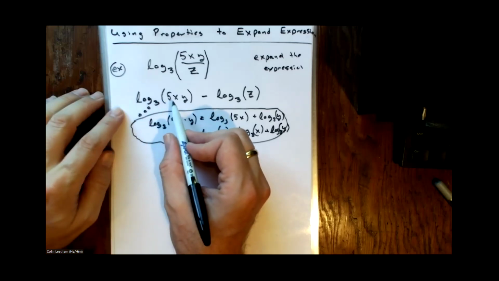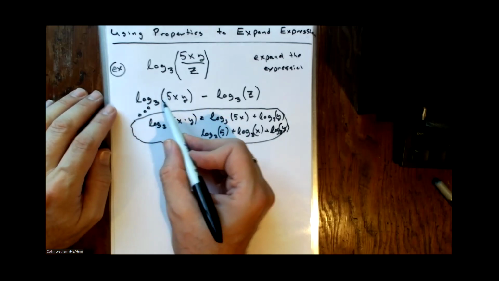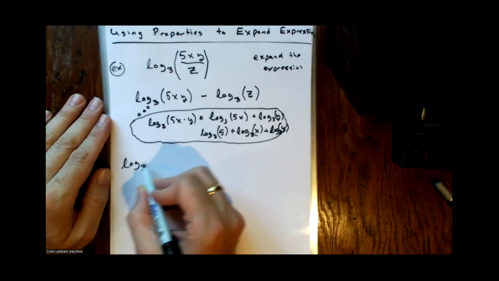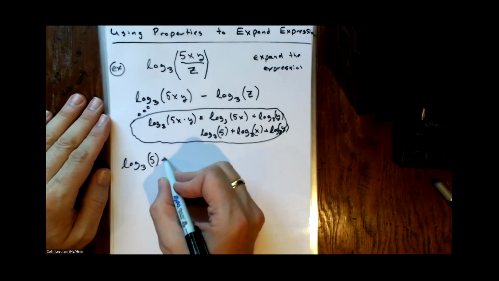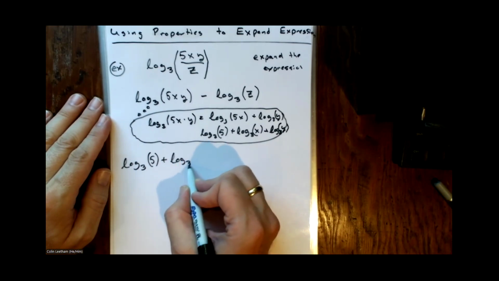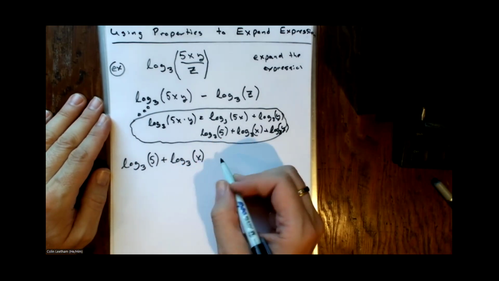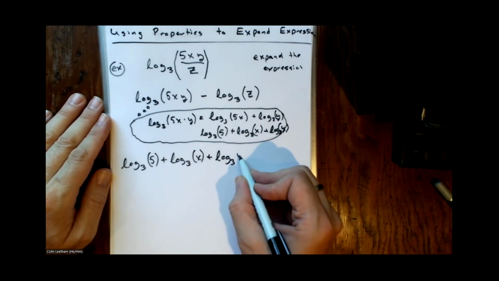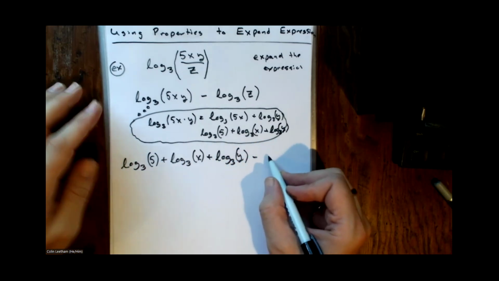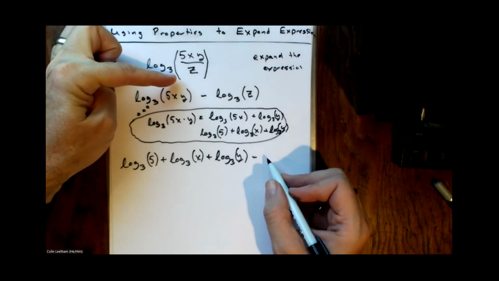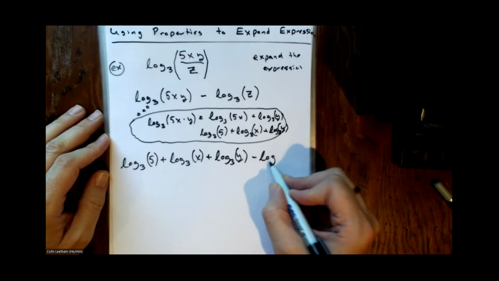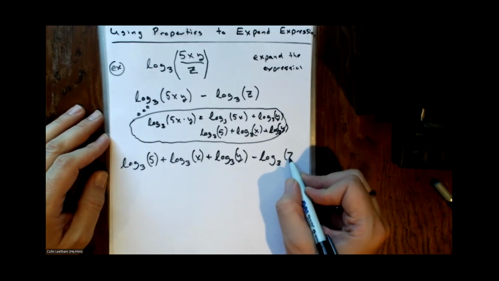So when I look at this, log base 3 of 5xy is going to turn into log base 3 of 5 plus log base 3 of x plus log base 3 of y, minus, since I still have this in my denominator, log base 3 of z.